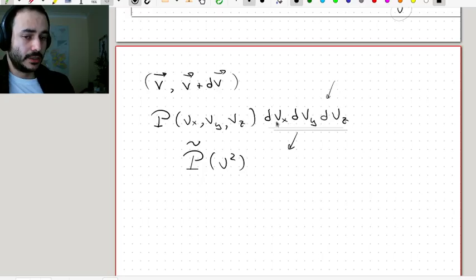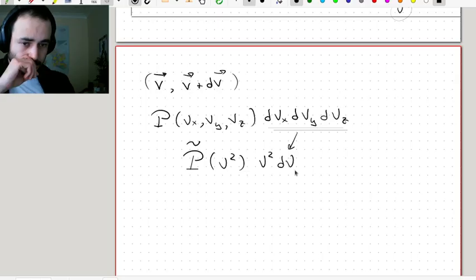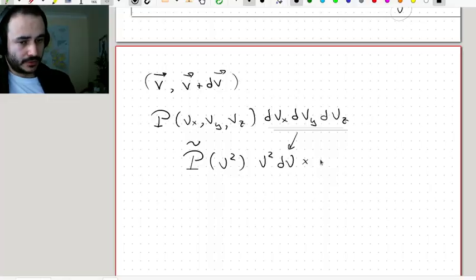Remember that dVx dVy dVz in Cartesian coordinates translates into, say, v squared dv, that would be the modulus, times the angular coordinates, that I can integrate out because of isotropy, so that would be sine theta d theta d phi. I take the integral over those angles, and everything gives me 4 pi. Okay, that's just the angular part integrated out.